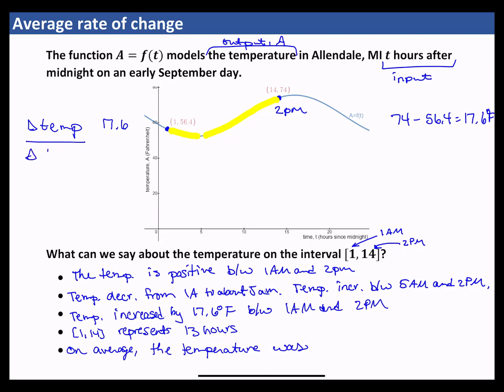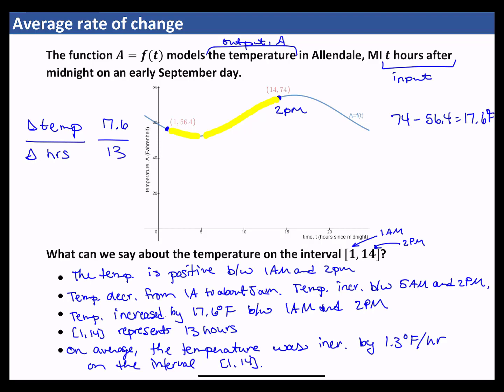And this gives us approximately 1.3 degrees Fahrenheit per hour. So we can say that on average, the temperature increased approximately 1.3 degrees Fahrenheit per hour on the interval from 1 to 14. In other words, on average, the graph of A equals f of t rises vertically 1.3 degrees Fahrenheit per every increase of 1 hour.